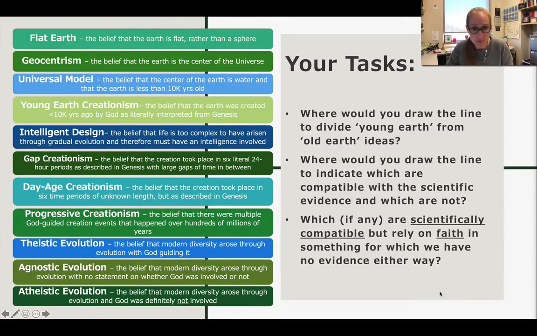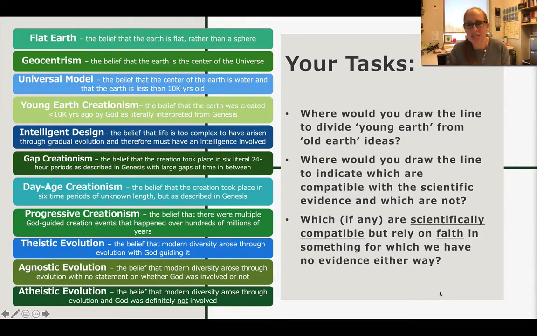Agnostic evolution is the belief that modern day diversity arose through evolution, just the way we see it in science, and we have no idea if God was involved or not. Agnosticism is a lack of belief in God or not God. And then we have atheistic evolution, the belief that modern day diversity arose through evolution and that necessarily voids God, that God cannot exist. Okay, so those are the ideas.